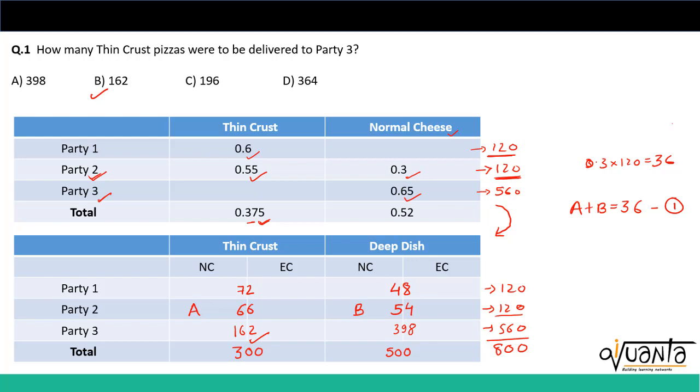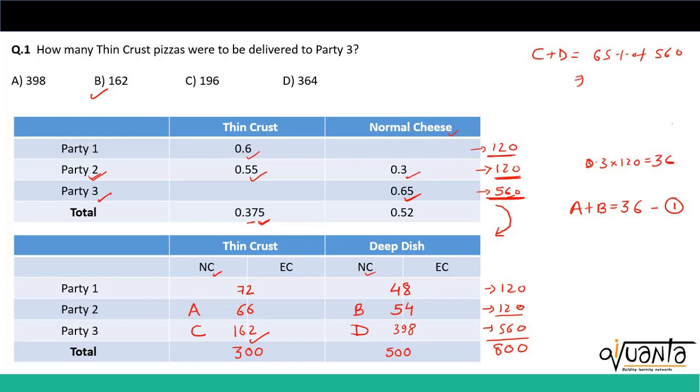Now again in party 3, the total number of normal cheese pizzas will be 0.65, that means 65% of what? 65% of 560. So party 3 has two types of normal cheese pizzas, of thin crust and of deep dish. But we don't know how many pizzas of thin crust will be here and how many will be here. So let us assume this is C and this is D. So C plus D will be how much? 65% of 560 from here.